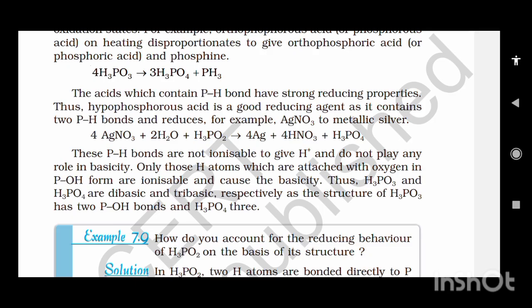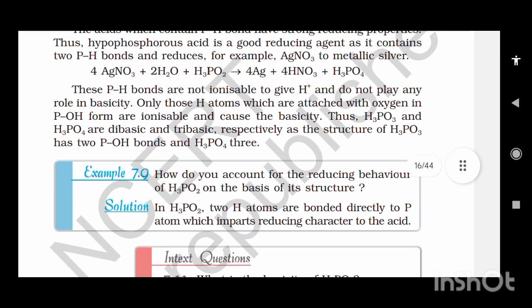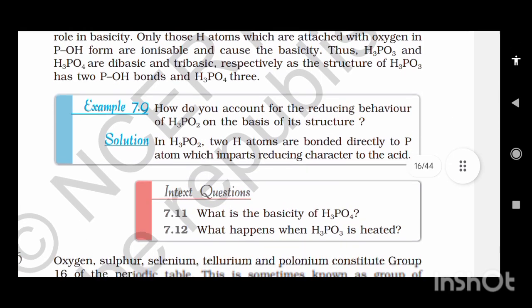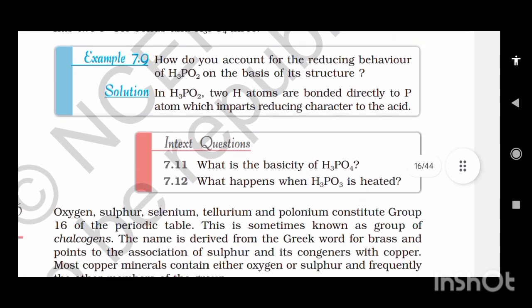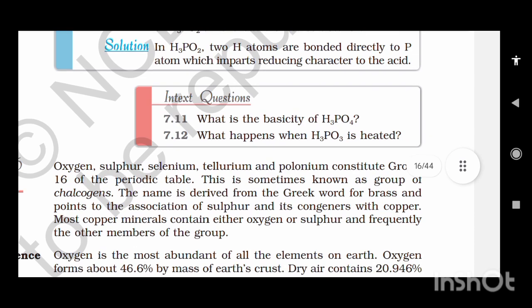Thus, H3PO3 and H3PO4 are dibasic and tribasic respectively, as the structure of H3PO3 has 2 P-OH and H3PO4 has 3.